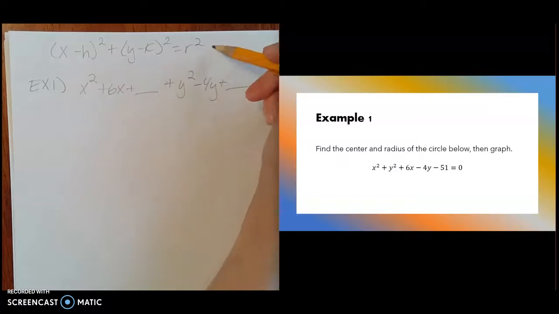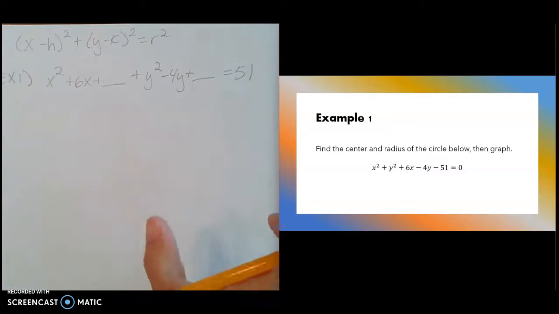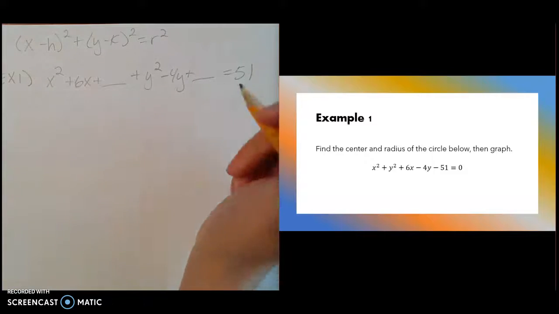And you notice that the r squared is on the other side. We just want numbers on the other side. So that minus 51 that I have on the left, I'm going to go ahead and add it to both sides and say that this equals 51. And that's a nicer format for me to go from that standard form to completing the square. So let's just do it one at a time.